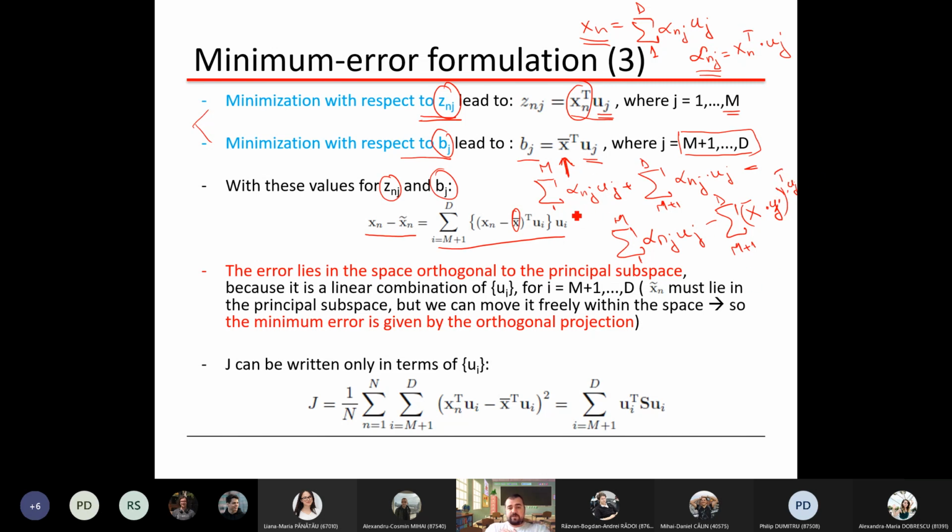So actually what's happening, this part and this part are cancelled out, and the error will be for these two sums. So it's in the space from m plus 1 to d. You can see here dimensions.